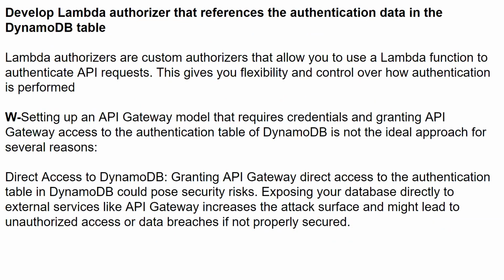Develop a Lambda authorizer that references the authentication data in the DynamoDB table. A Lambda authorizer allows you to use a Lambda function to authenticate API requests. Setting up an API Gateway model that requires credentials and granting API Gateway access to the authentication table is wrong. Granting API Gateway direct access to the authentication table could pose security risks.